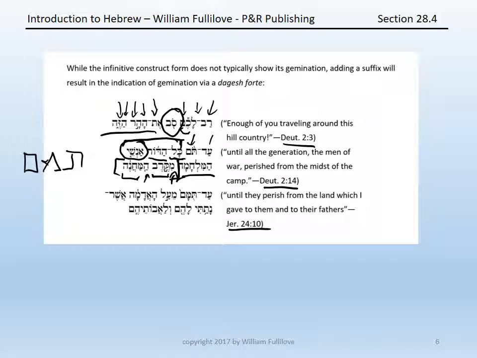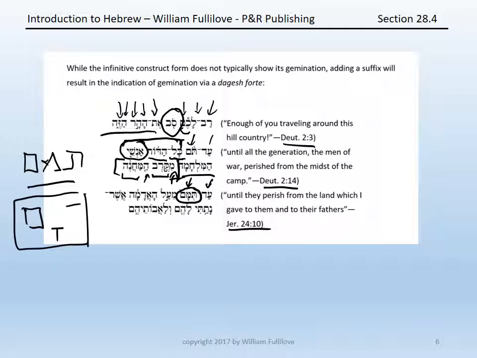And then third, Jeremiah 24:10, ad tumam me'al ha'adamah asher natati lahem v'la avotehem. So ad again, until. Now we have tumam. This is actually again the qal infinitive construct of tamam, but it has added the third masculine plural suffix. The addition of the suffix means that you no longer have the same situation, and you will get a dagesh forte in the geminate consonant because that consonant has now been trapped by the suffix.